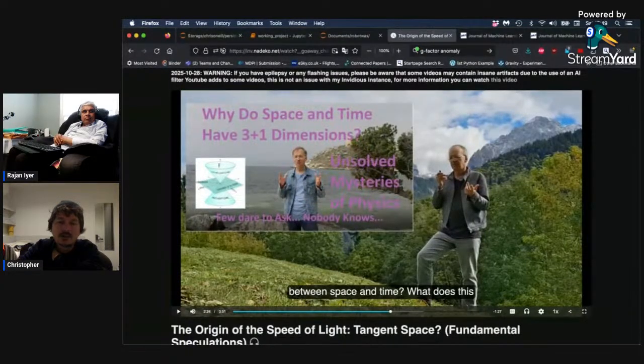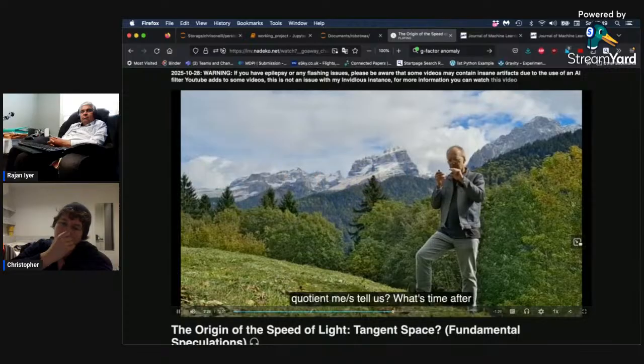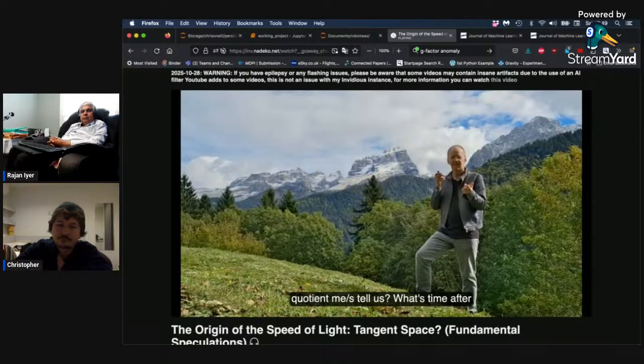So he's concerned here about the qualitative difference between space and time. His solution is bringing up new problems because he's dealing with quaternion space, which is all spatial dimensions, but he wants to treat one of them as time. So he's got a problem there. What does this quotient, meters per second, tell us? What's time, after all?